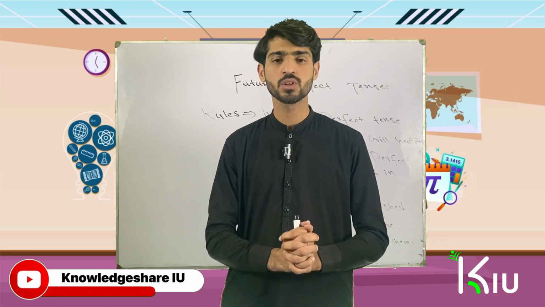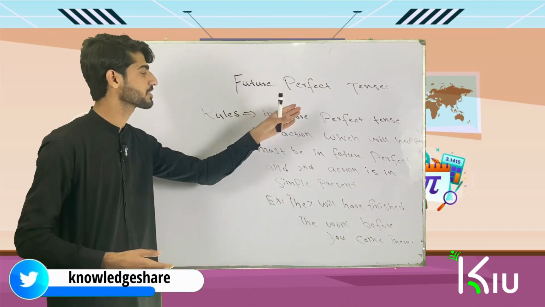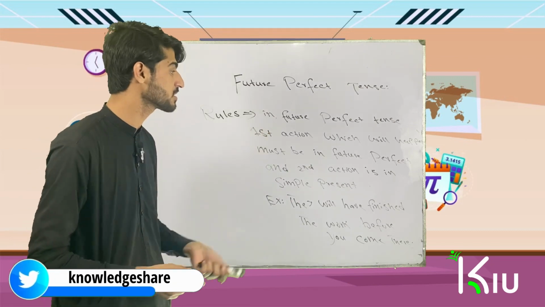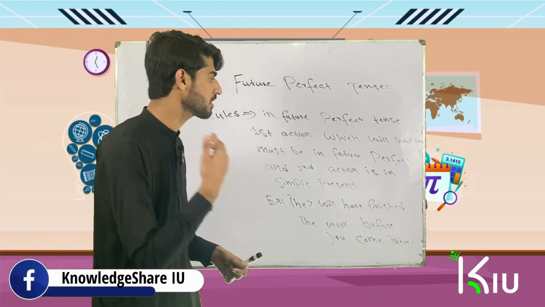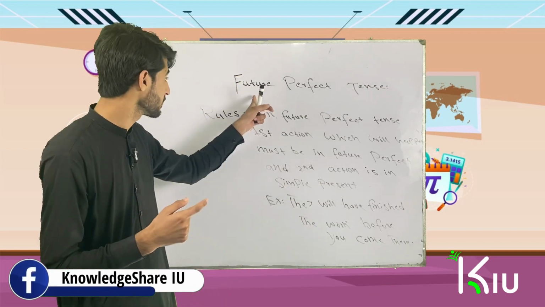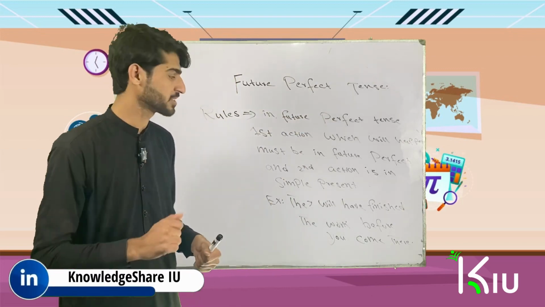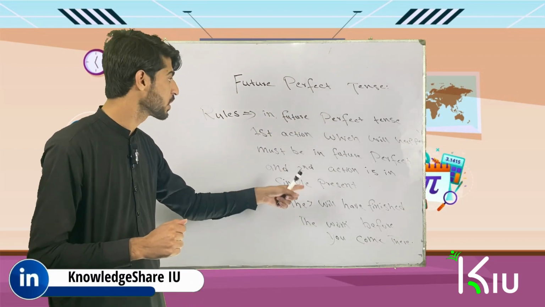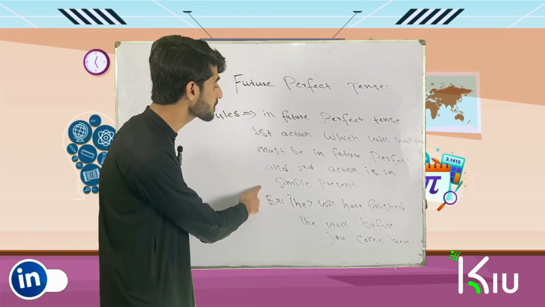Now let's get ahead with the rules of future perfect tense. So the first rule for future perfect tense is that the first action which will happen must be in the future perfect tense. And the second action which will occur, it will be in simple present tense.